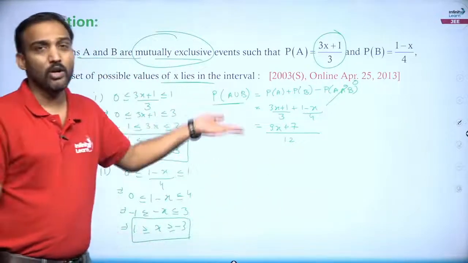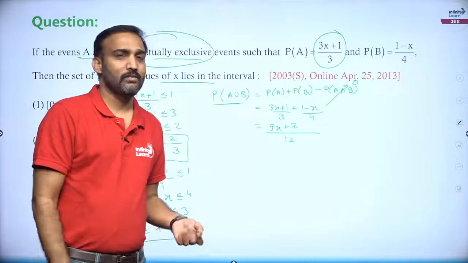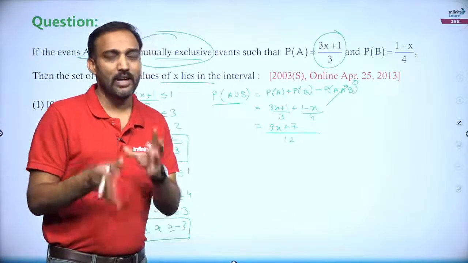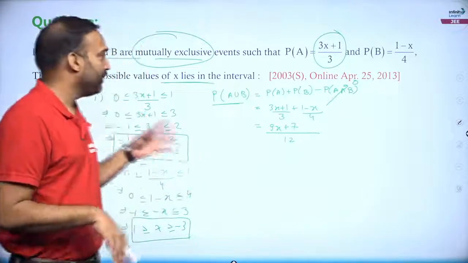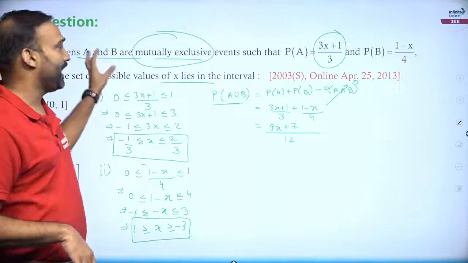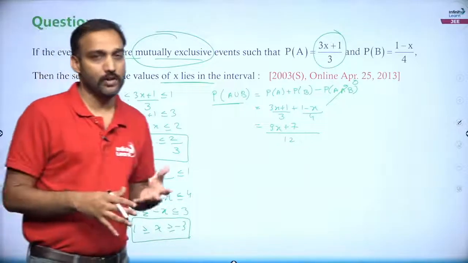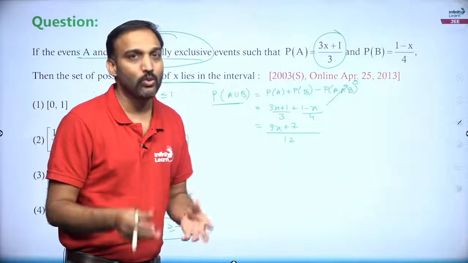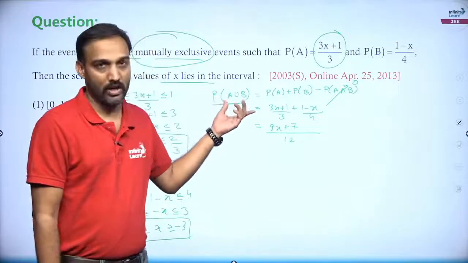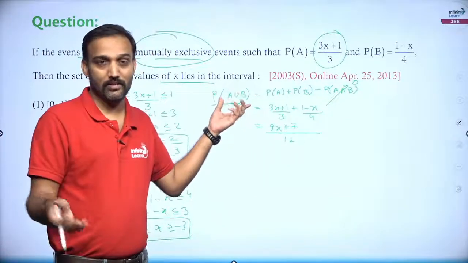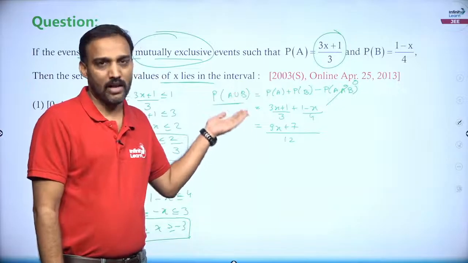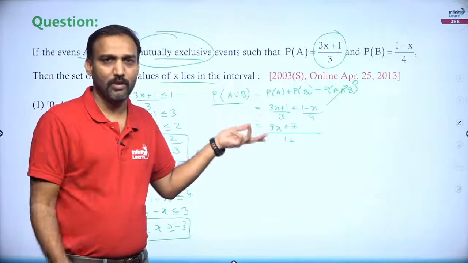Now probability of A union B, is it 1 or should be a fraction, right? In the question, it is not specified whether A and B are the only outcomes. If A and B would have been the only outcomes, this probability would have been 1. For example, head or tail. So happening of head or a tail would be 1. One of them would occur.